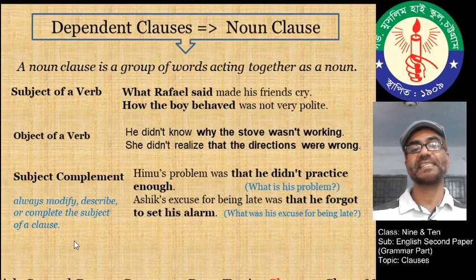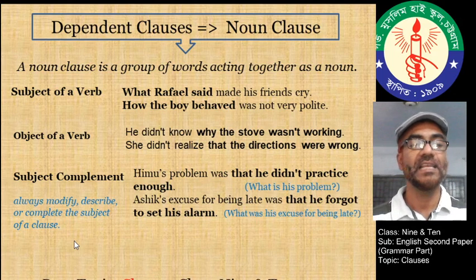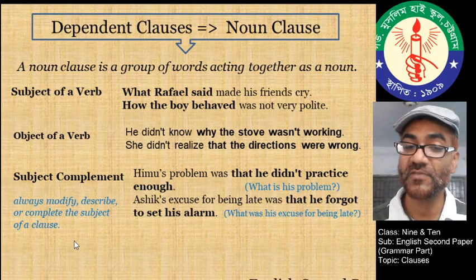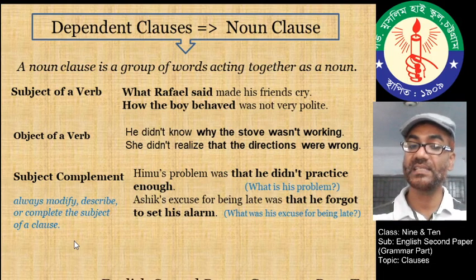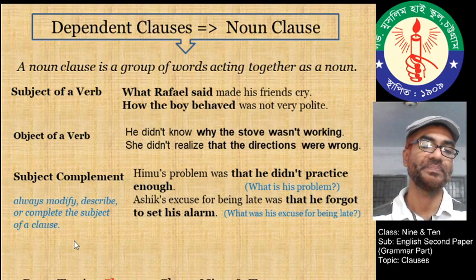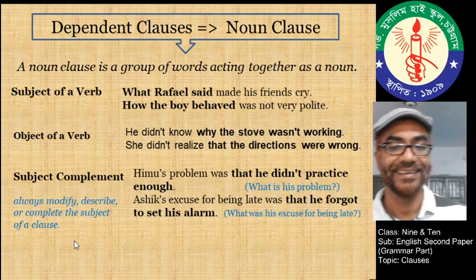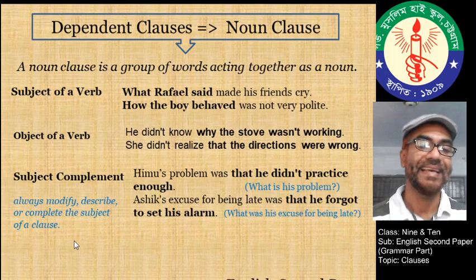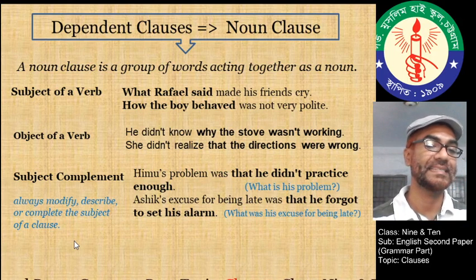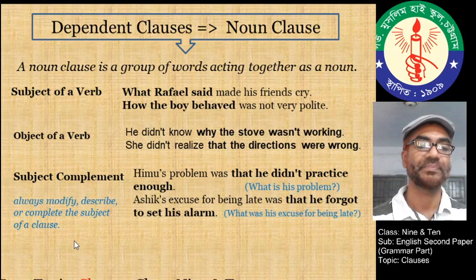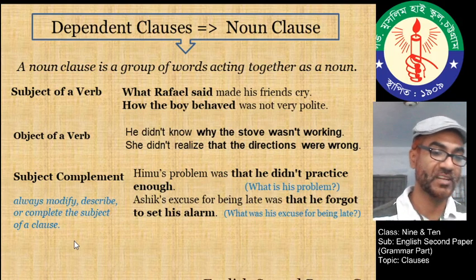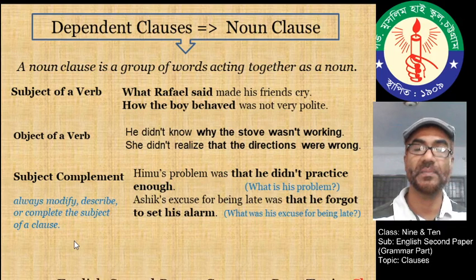Next one, Ashik's excuse for being late was that he forgot to set his alarm. What was his excuse for being late? That he forgot to set his alarm. This is the excuse. Okay, and it's also acting as the subject complement. And yes, the subject complement always modifies, describes, or completes the subject of a clause.